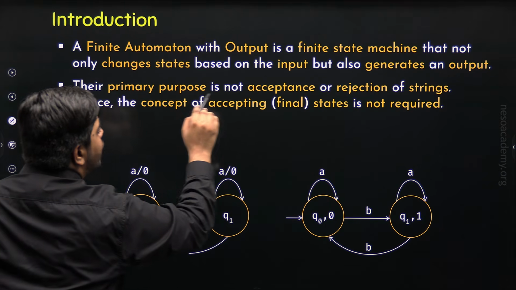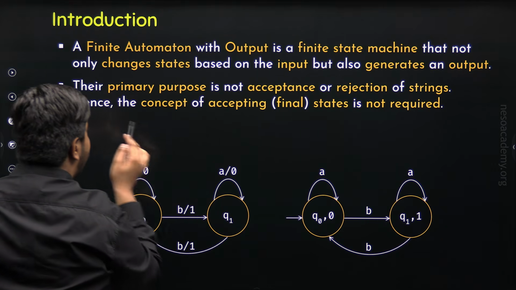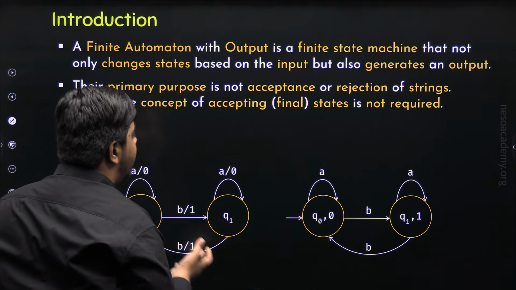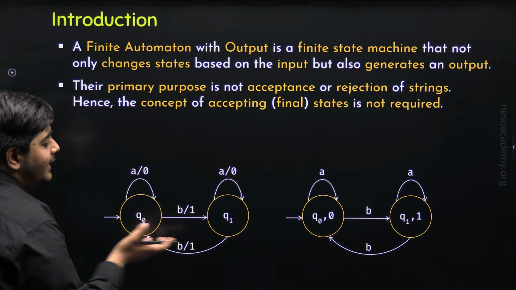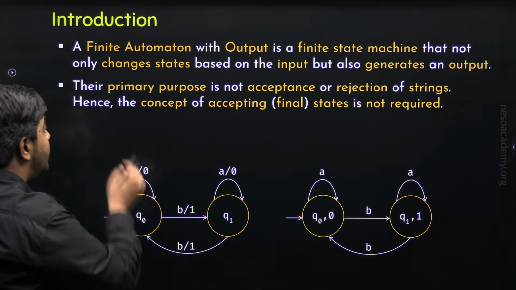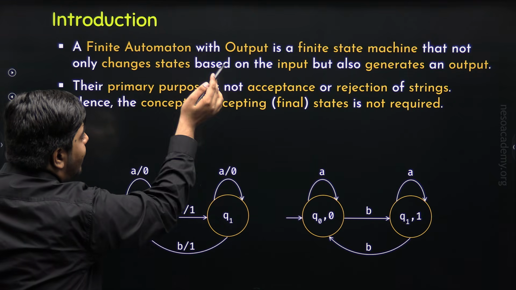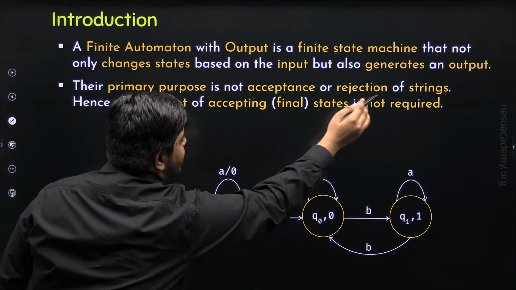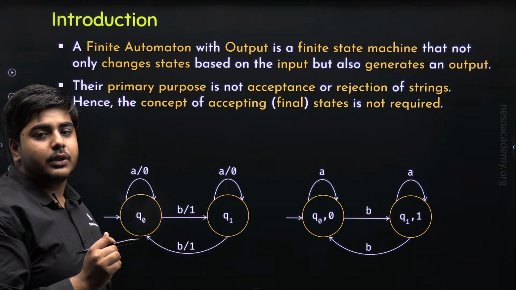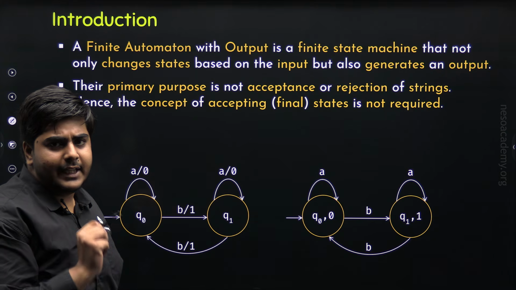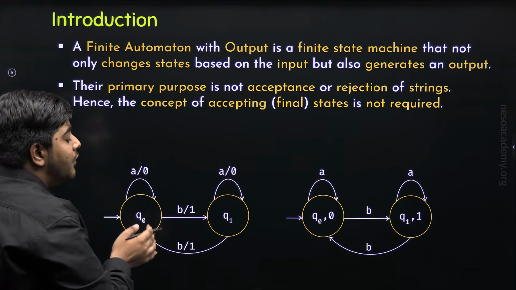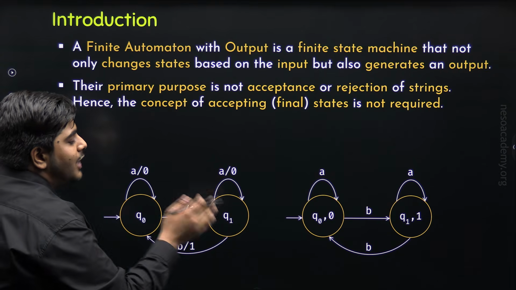That is what a finite automaton with output is. Their primary purpose is not acceptance or rejection of strings. Hence, the concept of accepting or final states is not required. In these two diagrams, you can see that there is no final state, or you can say there are no accepting states. Why? Because the primary purpose of a finite automaton with output is not acceptance or rejection of strings. That was the primary purpose of finite automata without output. That was DFA, NFA, epsilon NFA. But here, the primary purpose is to generate output. That is why final states are not required in this type of automaton.